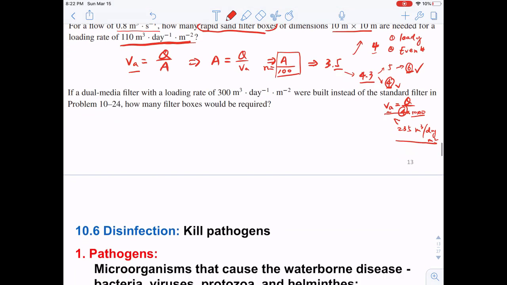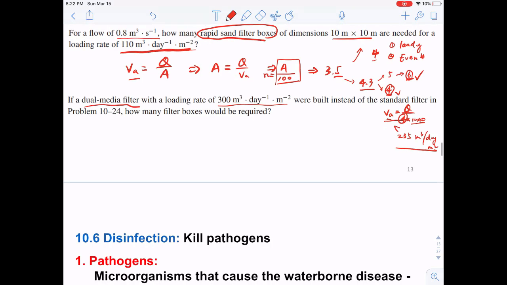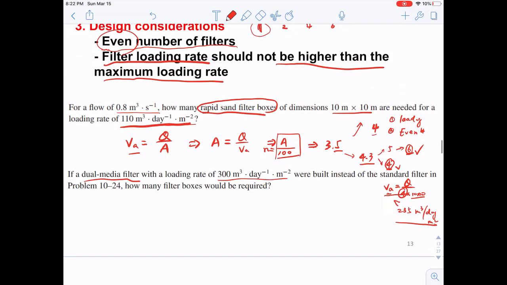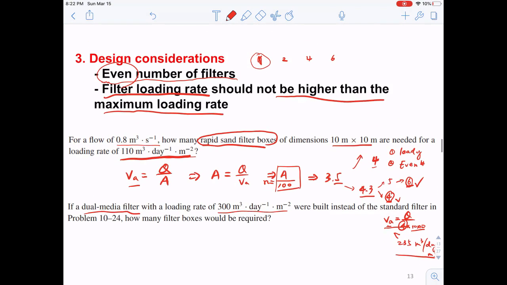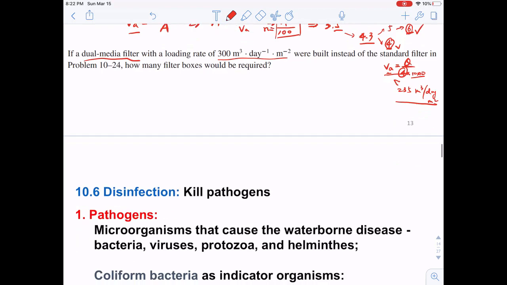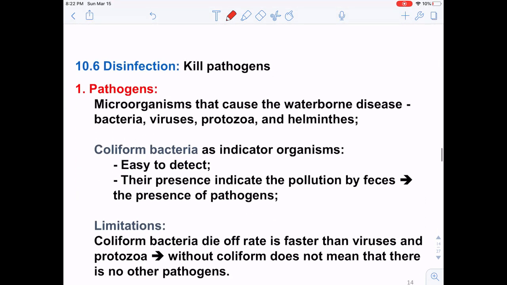The similar principle will apply if we are trying to design these dual or multimedia filters, right? Typically we'll know the loading rate, and we also need to know the flow rate. Then based on the surface area and the surface area of each single unit, we can calculate how many filters we need. But we need to make sure that first, the number of filters is even, and secondly, the filter loading rate should be lower than the maximum loading rate.